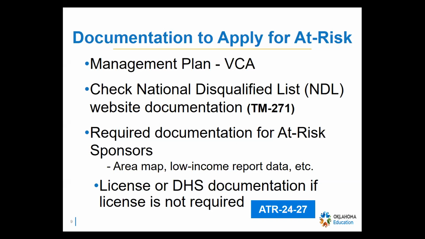Something else that's needed for at-risk sites is a license or something from DHS documentation if it's not required that you have a license. So an example is if you operate in less than 15 hours a week, we will need something from DHS stating that you are not needing a license. We have made some forms. So if we're asking for this information from you, our office will send you a form that you can send to DHS that they can approve that way.